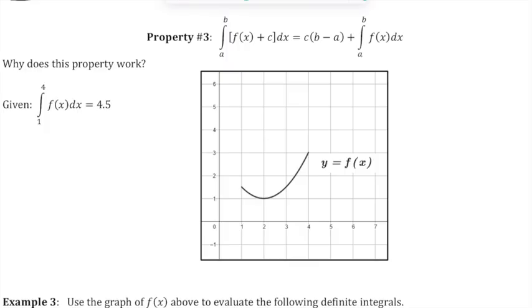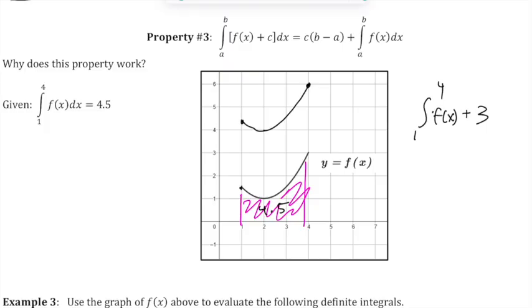So it does say that we know that from 1 to 4, the area is 4.5. So this area right here is going to be 4.5. Now let's look at a different equation. Let's look at the integral from 1 to 4 of f of x plus, I don't know, 3, let's say. This is a transformation. So basically, if I take all of these and move them up 3, I'm going to have this value. Move this value up 3. 1, 2, 3. So there's my new equation.